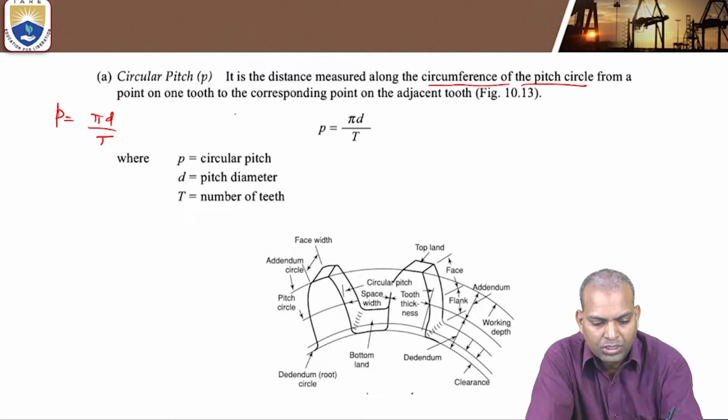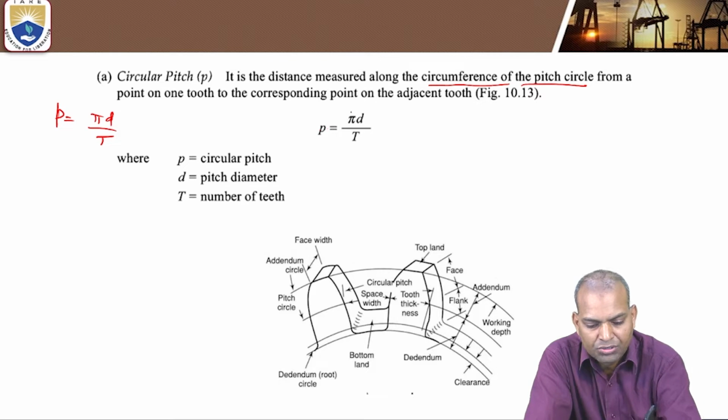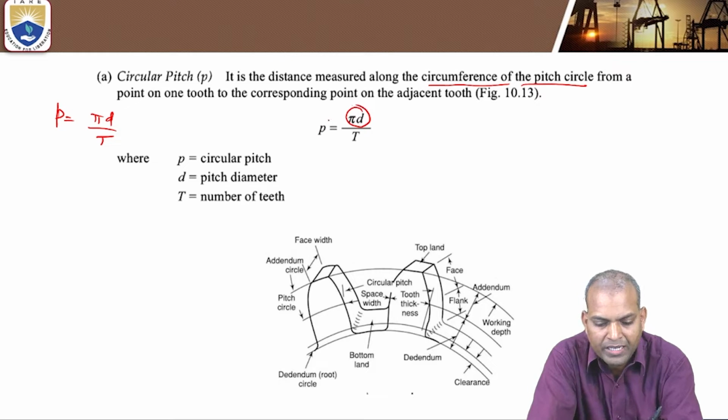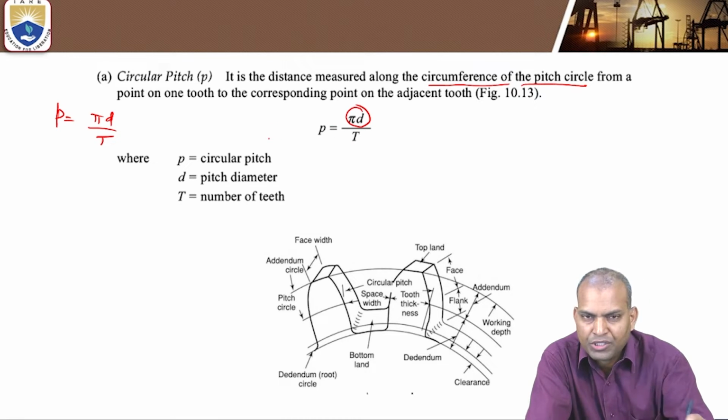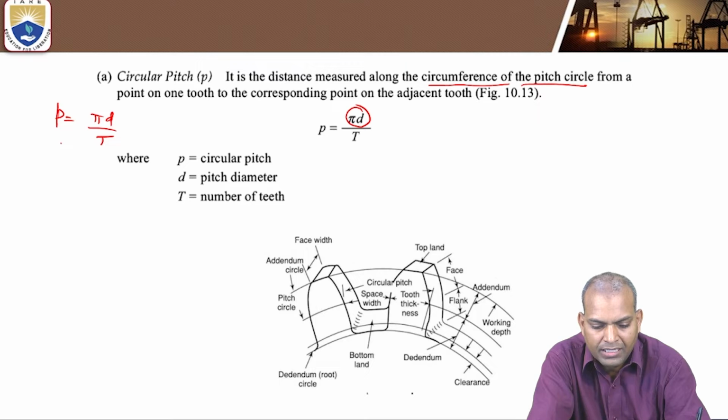So, to the corresponding point on the adjacent tooth. Very simple here: pi d by t, where pi d is the circumference of the pitch circle, per tooth, is known as circular pitch. So it is pi d by t.